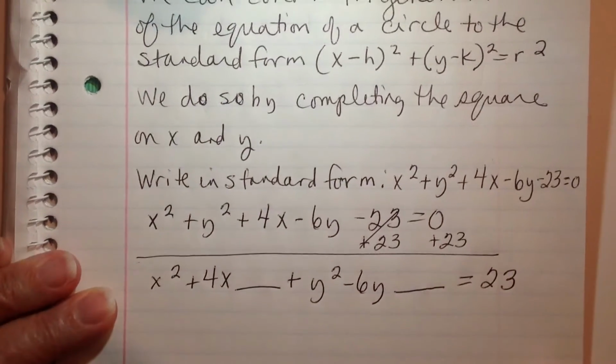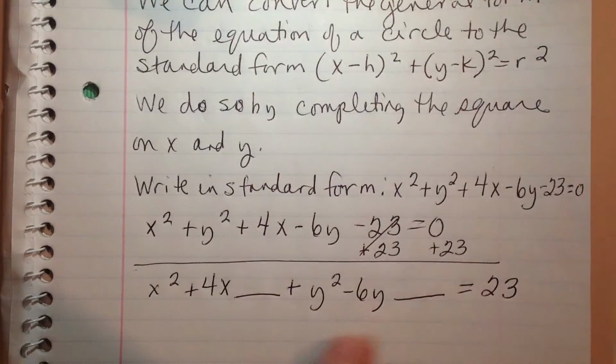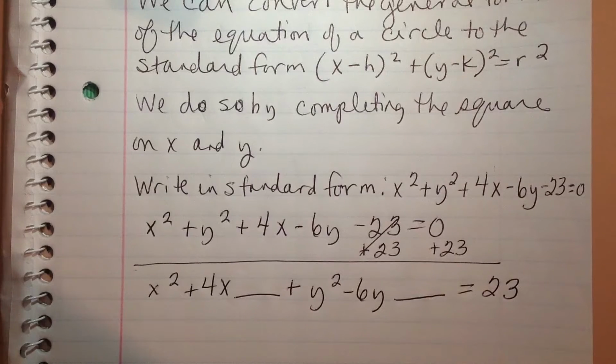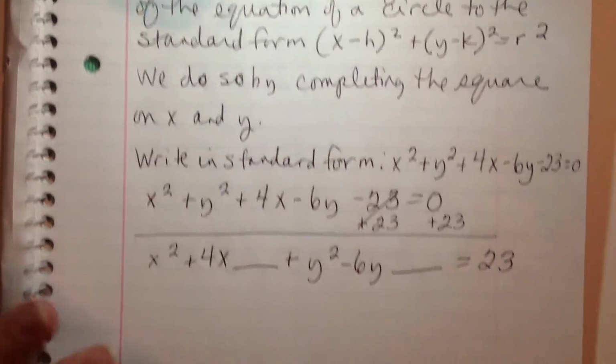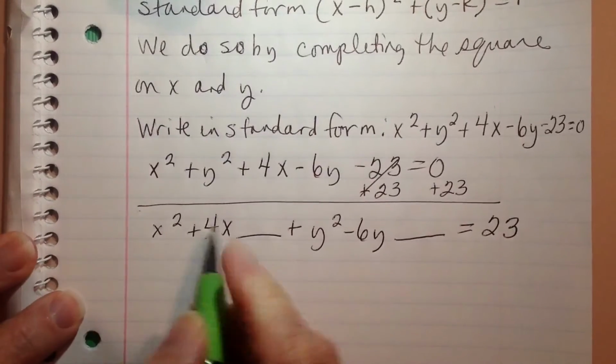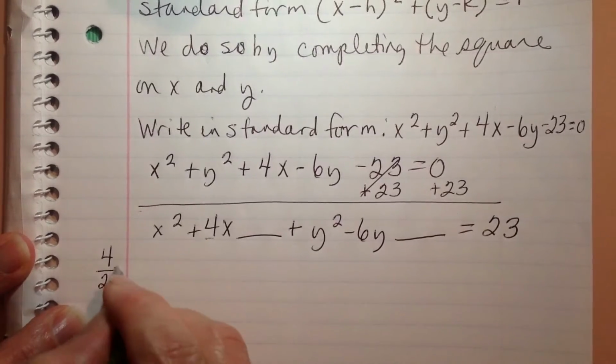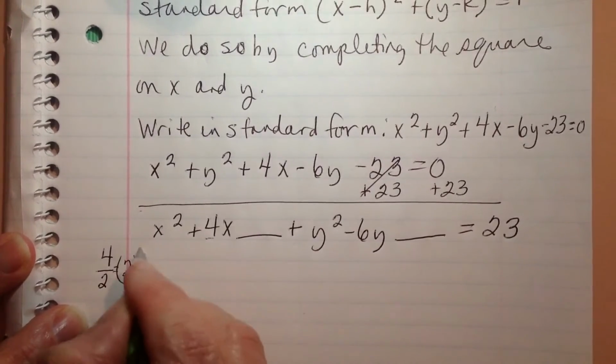All right? So notice that I'm working toward being able to complete the square. I put the x's together with a blank, put the y's together with a blank, and my constant over on the right-hand side. Think back to around test number 1 where we learned to complete the square. To complete the square, you go to the coefficient in front of x. It is 4. You take half of it. What's 4 divided by 2? It's 2. Then you square it.